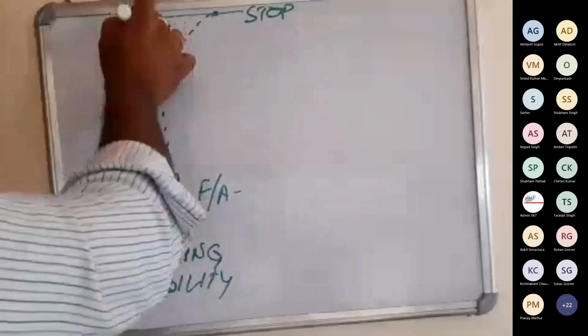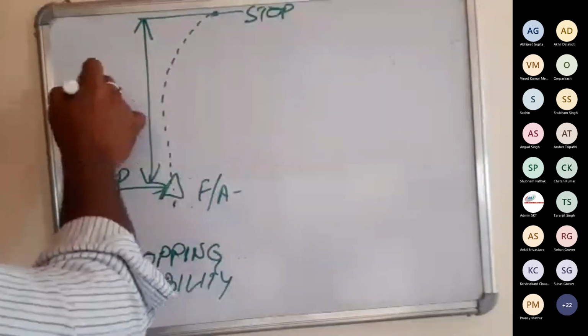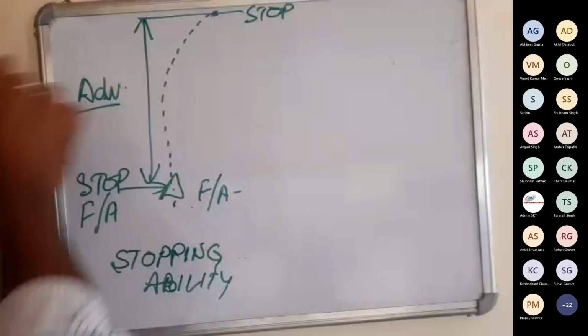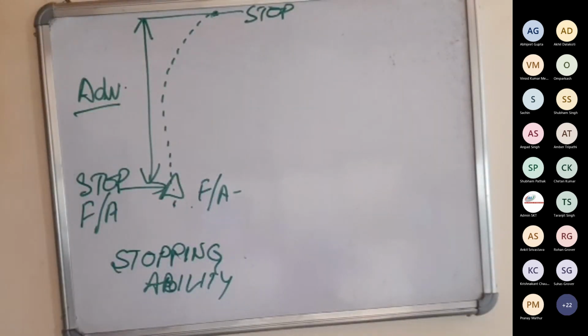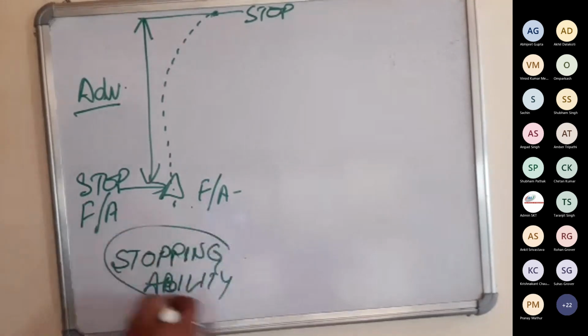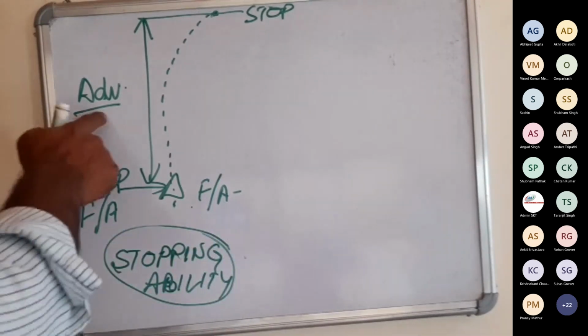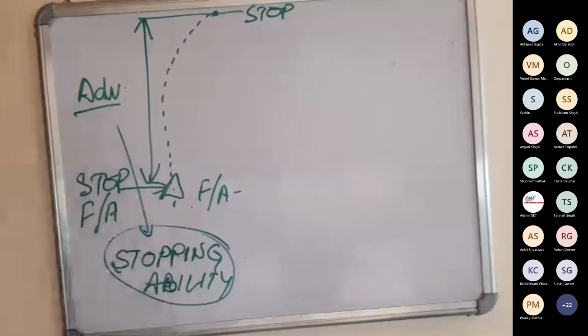So one is this, which is also known as advance, or head reach. This advance is related to the stopping ability of the ship.